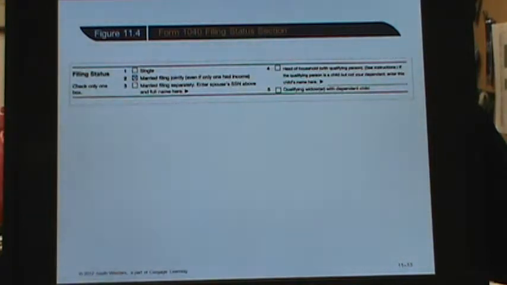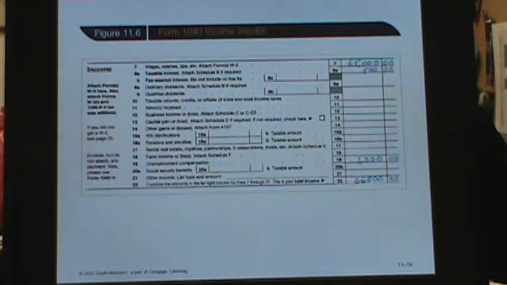You have to put whether you're single, married filing jointly, or married filing separately, if you're head of the household, or if you're a qualifying widower with a dependent child. They're pretty nosy. They want to know everything. You have to put your exemptions. Everybody's going to have one exemption, which is yourself. If you have a spouse, you'll have 2. Any kids, you write them down as dependents.